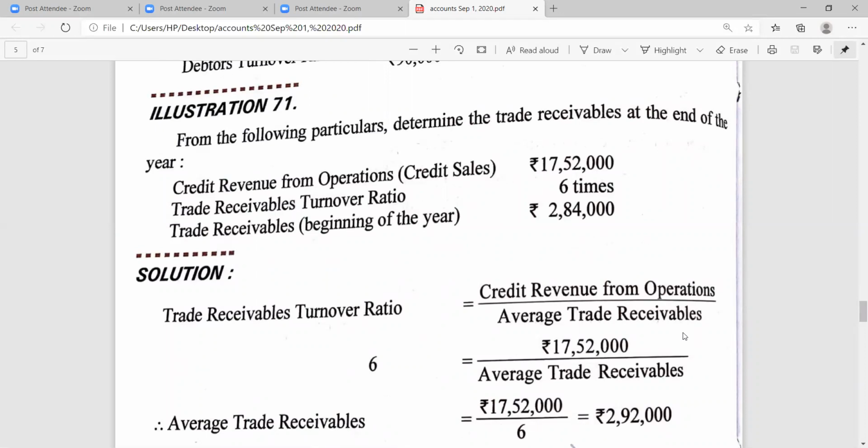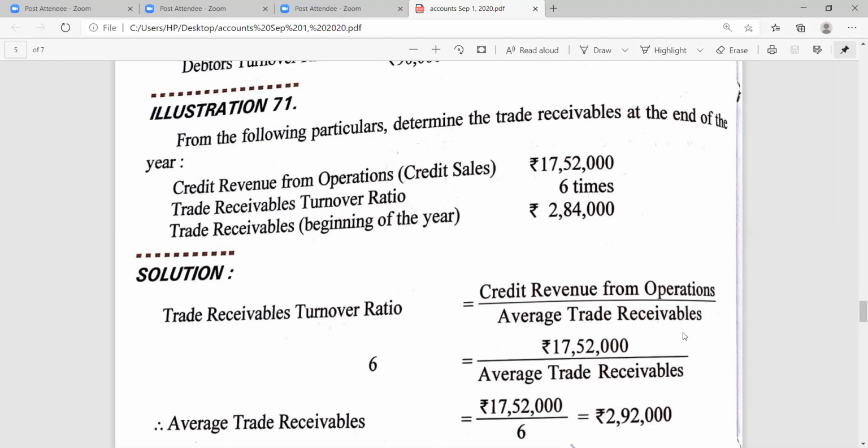You please start. To calculate trade receivable turnover, first of all, we will divide credit revenue from operations by average trade receivable. In this question, we have credit revenue from operations, that is credit sales, absolutely given to us. That is 17,52,000. A perfect, calculated amount is given over here. Very good. And we have to find average trade receivable. To calculate average trade receivable, we have to divide.